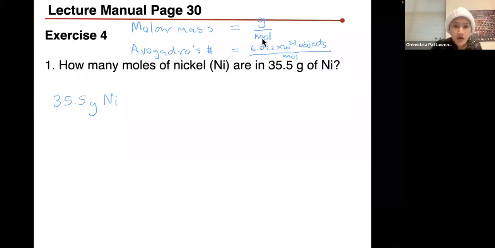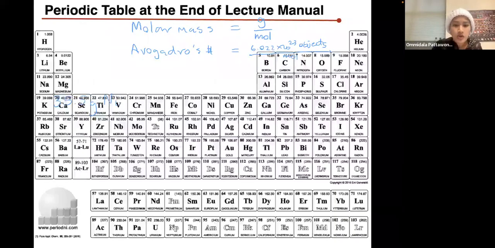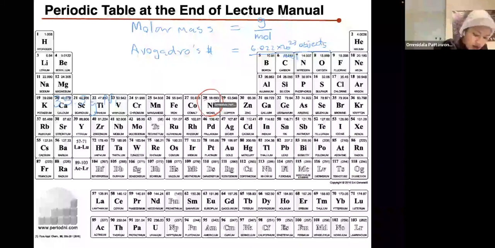How do I know the molar mass of nickel? Well, this is when you will need to look at the periodic table. So find nickel for me. This is nickel right here. We have two numbers. The number that represents the molar mass would be the number with the decimal point right here, like 58.693.